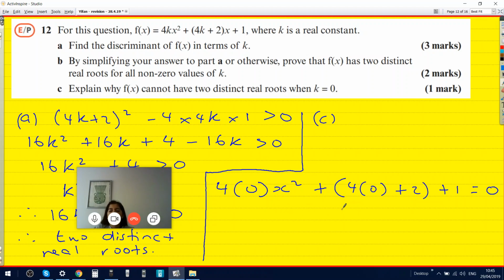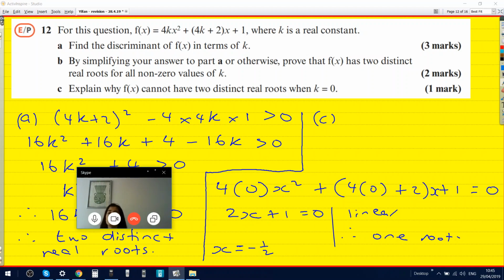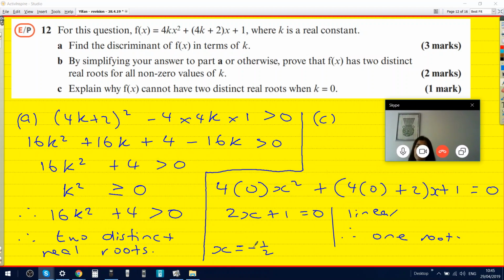Wait, where's the x gone? X, there it is. So 2x plus 1 equals 0? Yeah. So what would x be? Minus a half. Yeah, so there's your one root. Basically it's linear, therefore one root. Any questions there? Nope.